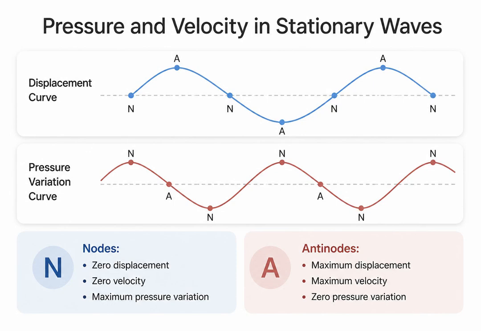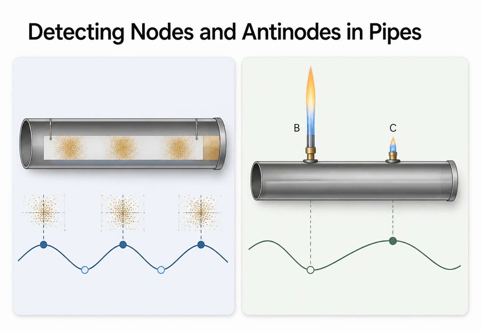Finally, let's look at the physical conditions inside a stationary sound wave. Where displacement is zero at the nodes, the air particles are squeezed together and pulled apart the most, resulting in maximum pressure variation. Conversely, at the antinodes, where displacement and velocity are at their peak, the pressure remains completely constant. Understanding these pressure nodes and antinodes will be key as we transition to studying the resonance of air columns in pipes.